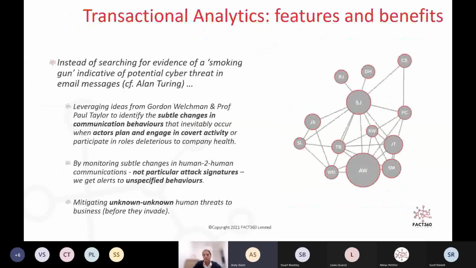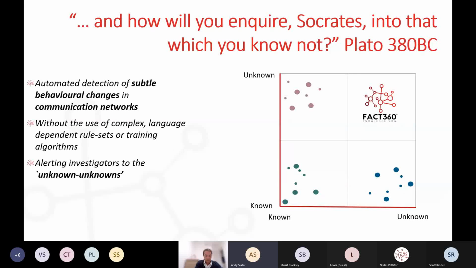So as I said, the key with the platform to remember is that we're looking to identify subtle changes in behavior, because they represent themselves as anomalies. We do that without any form of complex language controls, and it enables us to alert the investigator to the unknown unknown. Once you've got visibility of those, you can start to drill down and identify the information that would support those anomalies, because those anomalies might be good anomalies or bad anomalies. We don't know; the tool doesn't know. But what the tool does is take this data set and direct you towards this anomalous data.